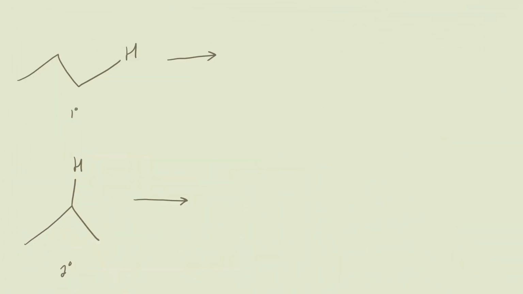The reason why more substituted radicals are more stable is because they're favorable. This first one will form a primary radical, moving this electron to the hydrogen and this electron to the carbon will give you a product that looks like this. Moving these electrons around takes 110 kilojoules per mole.